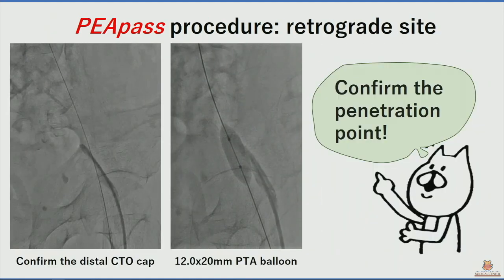The first step is to try to confirm the nearest point of the artery and veins. We dilate a 12 millimeter huge size PTA balloon inside of the vein. As you can see, we can clearly find the nearest point of the artery and the veins.